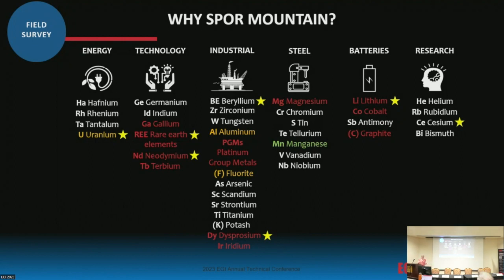So what do we use critical minerals for? Again, Bobby kind of covered this, but I'll just go over it for the purposes of this talk. We have six main different industries here, and the elements in red are those minerals or elements that are going to be really needed by 2035 to 2040. If you then look at Spor Mountain, those are the yellow stars. We have a huge number of those in a small area. So again, a perfect test scenario.